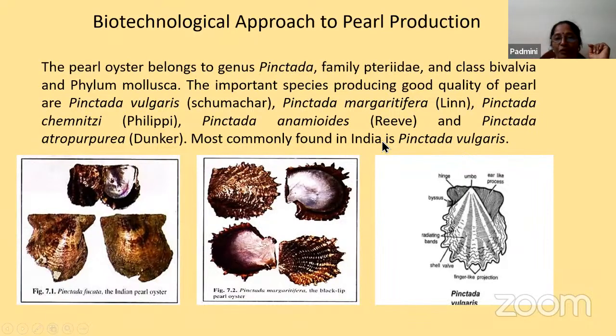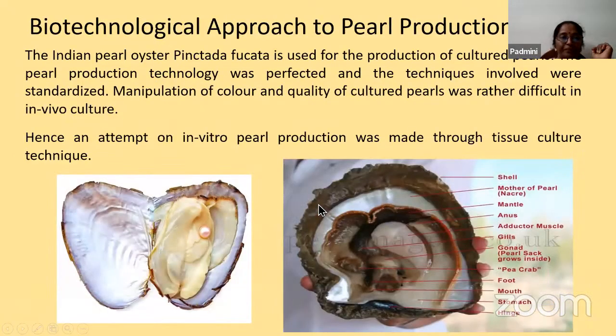Most commonly found in India is Pinctada vulgaris, but mostly this fucata is also used for culturing the marine pearls. The Indian pearl oyster Pinctada fucata is used for production of cultured pearls. Cultured means you're going to culture them. This is not natural. You're going to interfere with nature, and you want to culture these pearls.